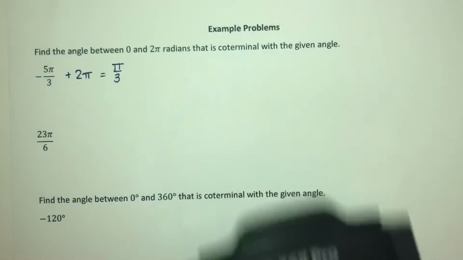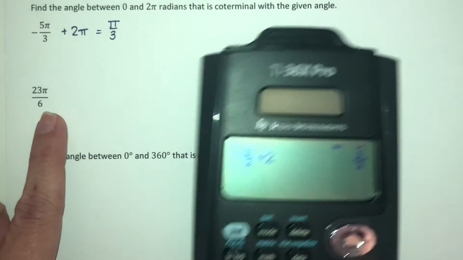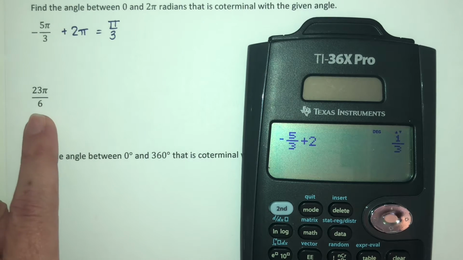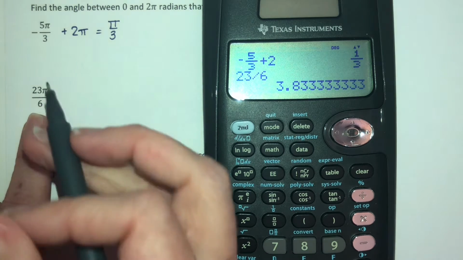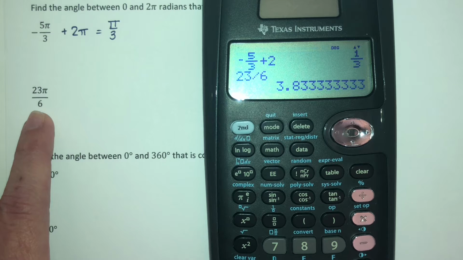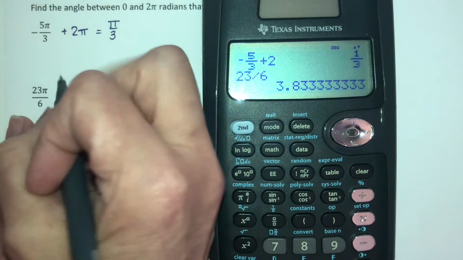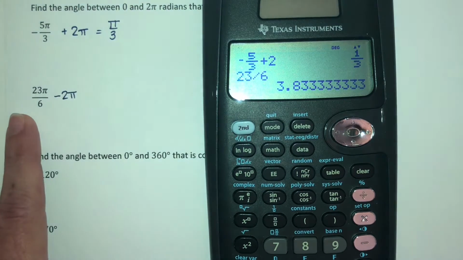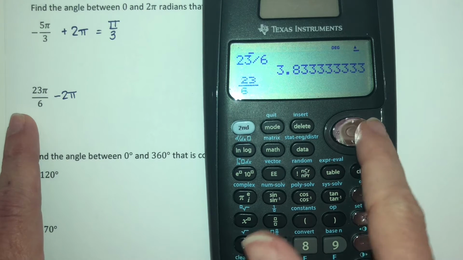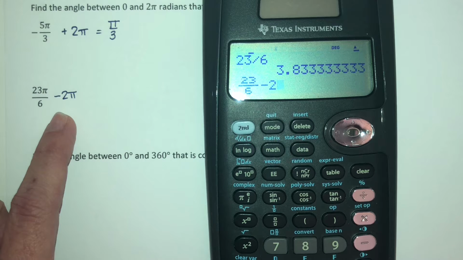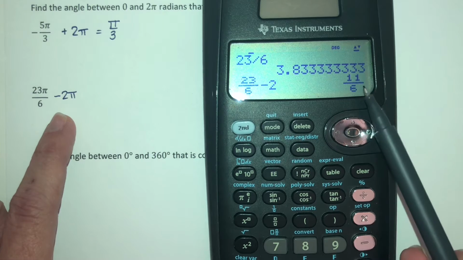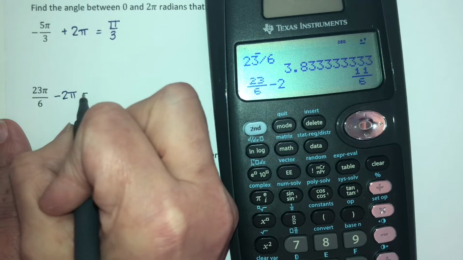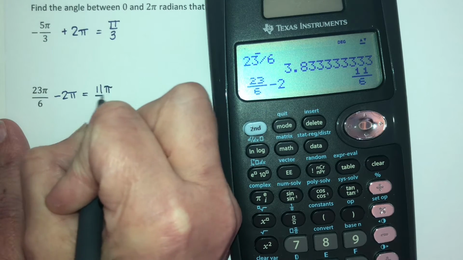Now here, we're doing the same sort of thing, but we have 23 pi over 6. Now, 23 divided by 6 is more than 2. So in this case, I'm going to subtract 2 pi over and over again until I get a number that is between 0 and 2. And again, you can ignore the pi and treat it like a variable. If I subtract 2, I get 11 over 6, and 12 over 6 would be 2, so this is less than 2. So this coterminal angle would be 11 pi over 6.